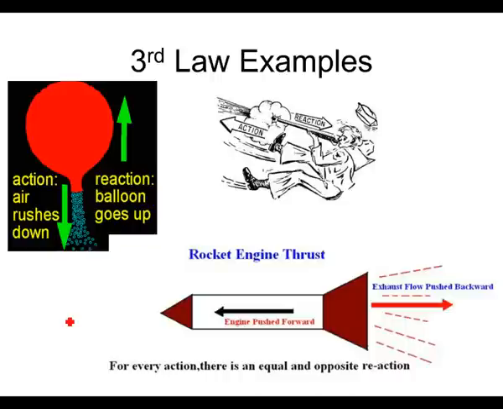A couple more Newton's third law examples. Let's say you have a balloon and you fill up the balloon and then you open it up. The action force is the air rushes downwards. So the reaction is the balloon goes up. That's the same thing for a rocket. So you see a rocket at the bottom of the picture. The exhaust pushes out that way, so the rocket goes up equally and oppositely that way.